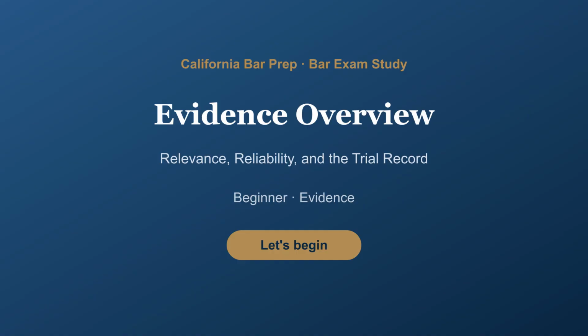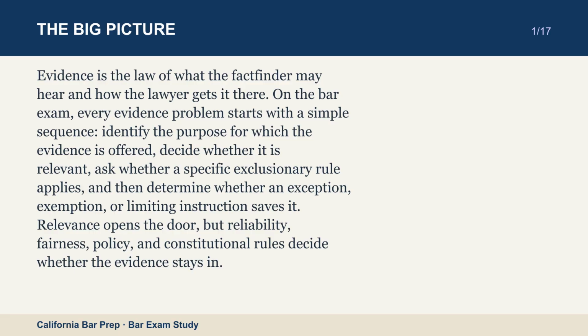In this lesson: evidence overview, relevance, reliability, and the trial record. Let's begin. Evidence is the law of what the fact finder may hear and how the lawyer gets it there. On the bar exam, every evidence problem starts with a simple sequence. Identify the purpose for which the evidence is offered, decide whether it is relevant, ask whether a specific exclusionary rule applies, and then determine whether an exception, exemption, or a limiting instruction saves it.